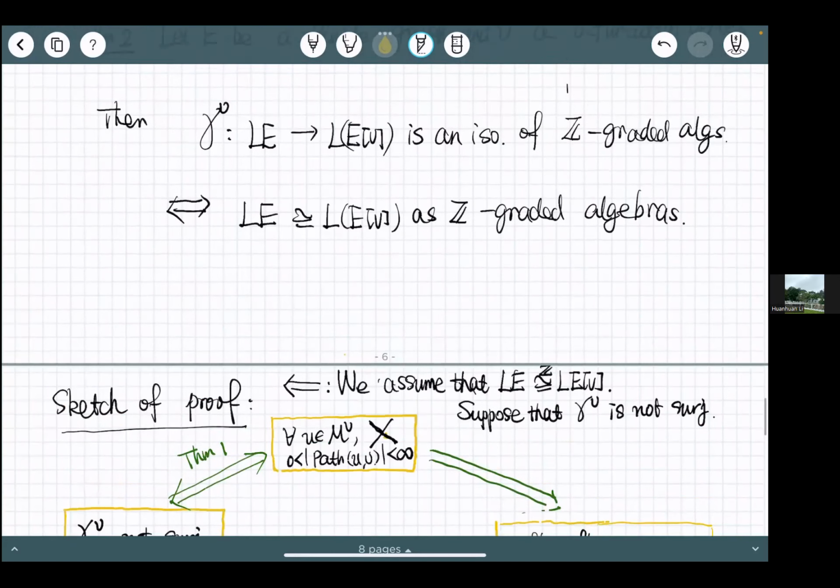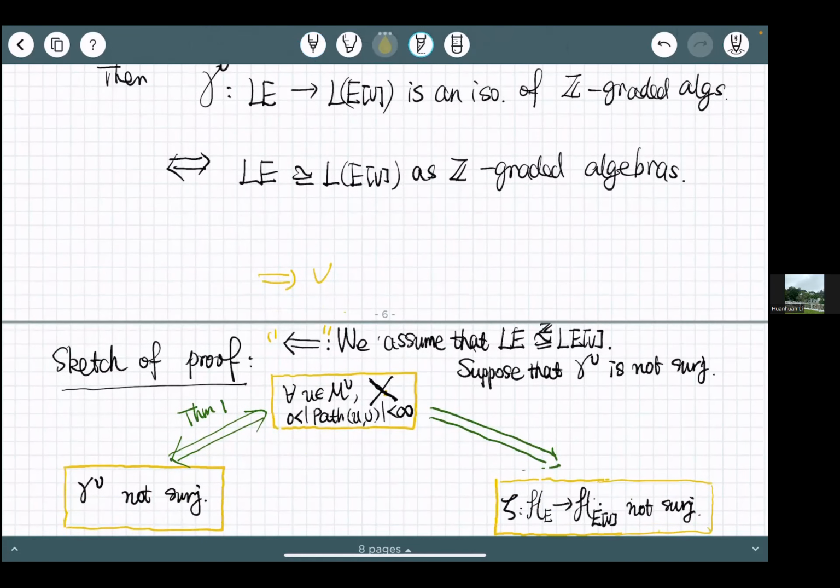For the proof of this direction, this is immediately right, because if gamma V is an isomorphism of Z-graded algebras, definitely LE and LEV are isomorphic. So we only need to consider this direction. That means we already have LE and LEV are isomorphic as Z-graded algebras. So we suppose gamma V is not surjective, and we want to get a contradiction.